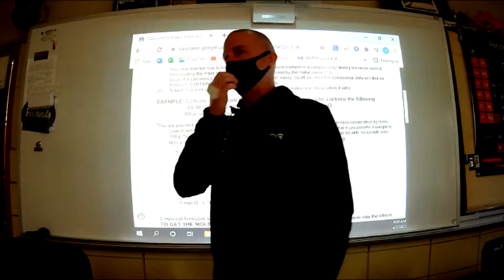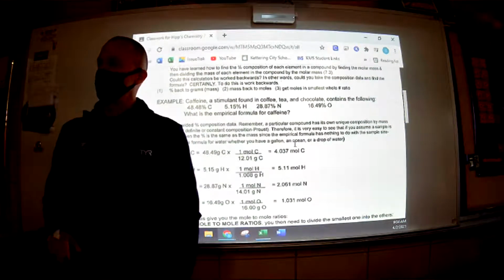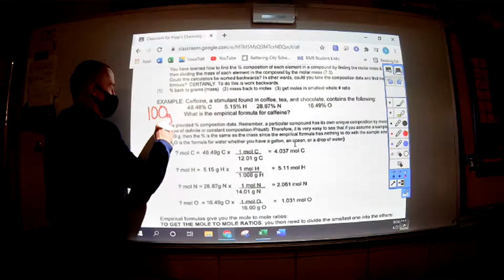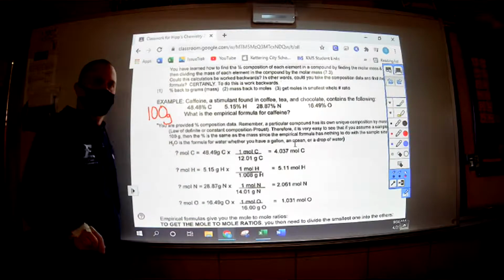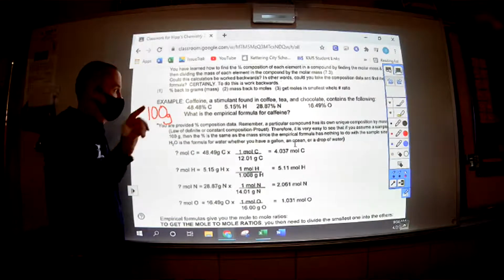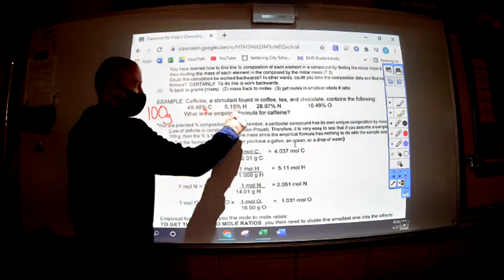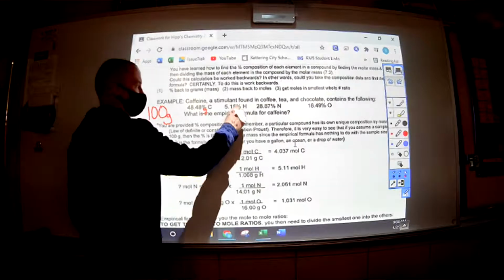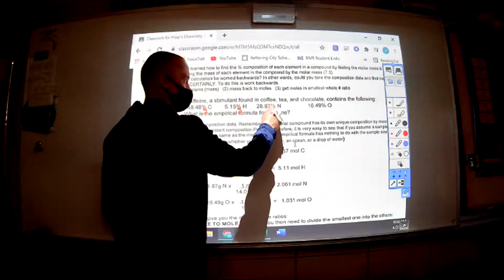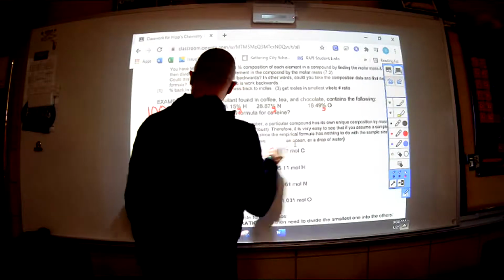So if I have a 100-gram sample of caffeine, how many grams of it are carbon? If 48.49% of it is carbon, how many grams are carbon? 48.49. We would have to add all those back up. How many grams of it are hydrogen? 5.15. How many grams of it are nitrogen? 28.87. How many grams of it are oxygen? 16.49. All you did was take a 100-gram sample.